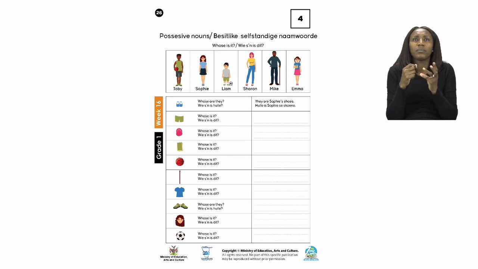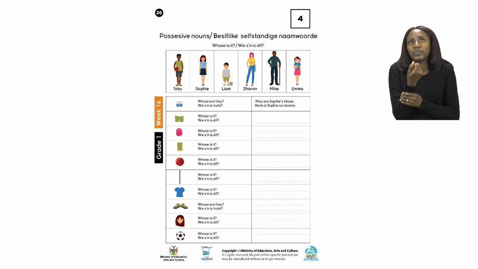Under the ball we have a walking stick or a staff. Under the staff, we have a shirt. Under the shirt, we have shoes. Under the shoes, we have a face. And then under the face, we have a ball.